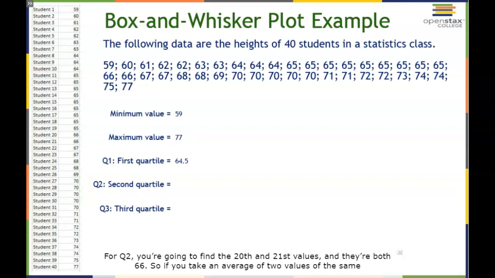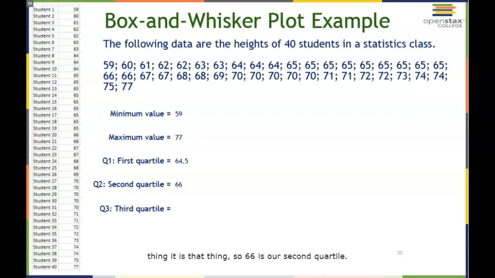For Q2, you're going to find the 20th and 21st value, and they're both 66. So if you take an average of two values that are the same thing, it is that thing. So 66 is our second quartile. And for our third quartile, the values we're looking for are the 30th value and 31st value. In that case, it's going to be 70 and 70. And then again, the average of two values that are the same is that same value, so 70.